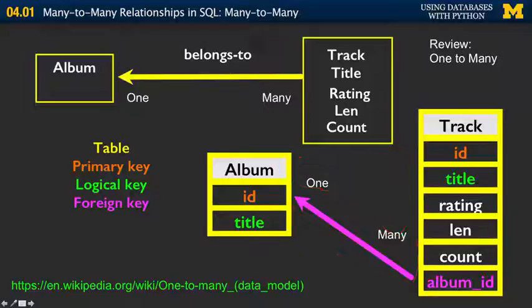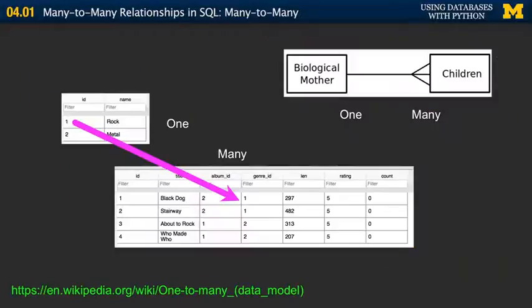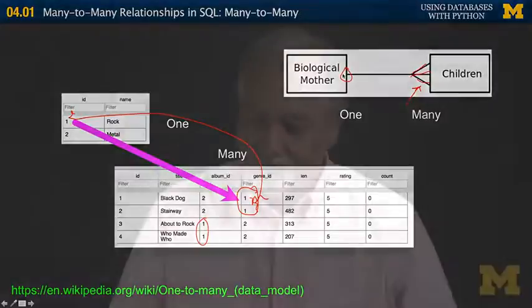And so that is one form, and it's the most common form. And we see this in our tables where we have genre ID or album ID, and we have duplication in here, and this is the many side, so there's many of these things for one of those things. And as an example of biological mother and children, a single biological mother might have many children, and this is also a crow's foot diagram, and this little crow's foot says many, and then one shows right there.